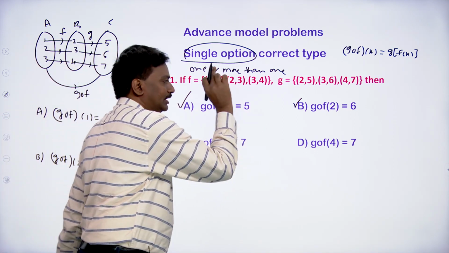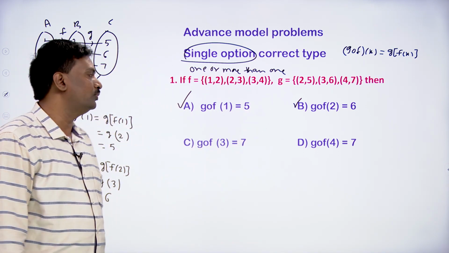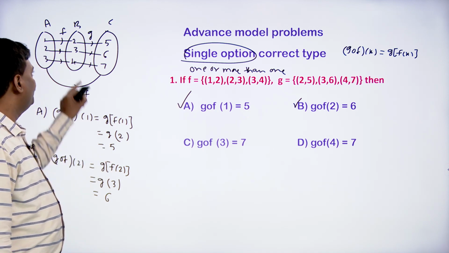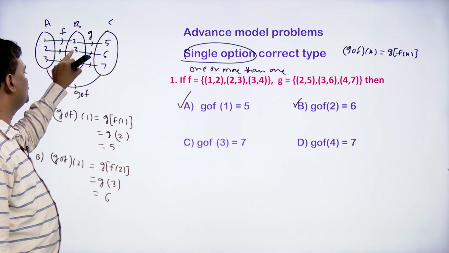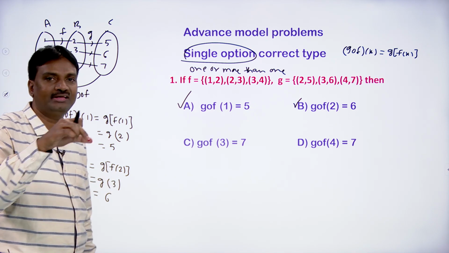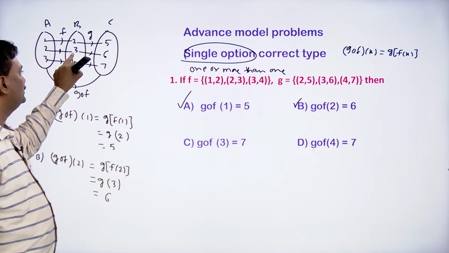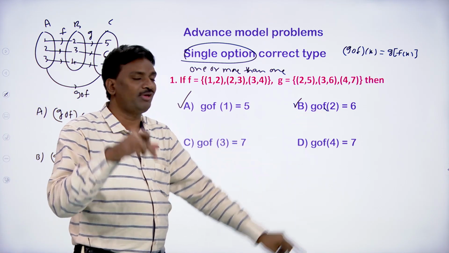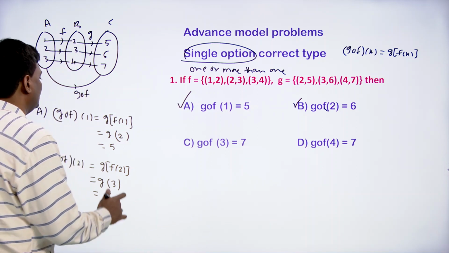Here B is also correct. So g circle f of 2 equals 6. Let us write g circle f of 2 as g of f of 2. With respect to f, the image of 2 is 3. So in place of f of 2, we can write 3. With respect to g, the image of 3 is 6. So g of 3 equals 6. According to option B, we have 6. So option B is also correct.